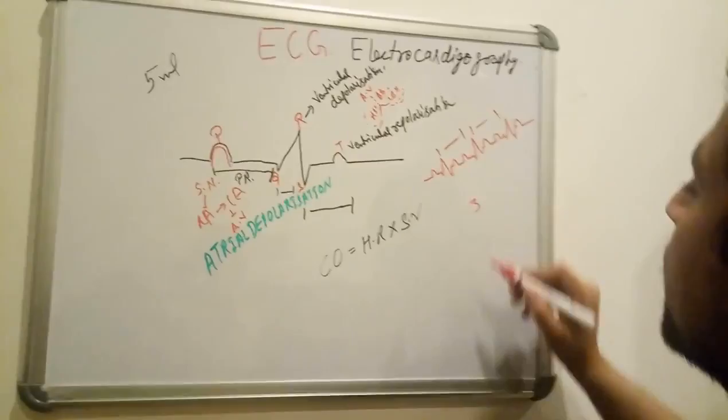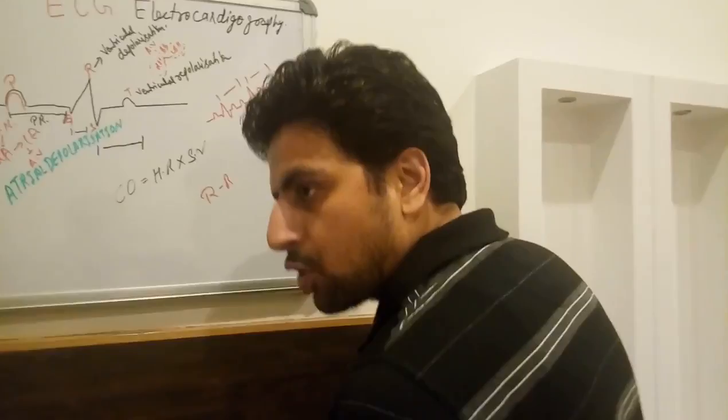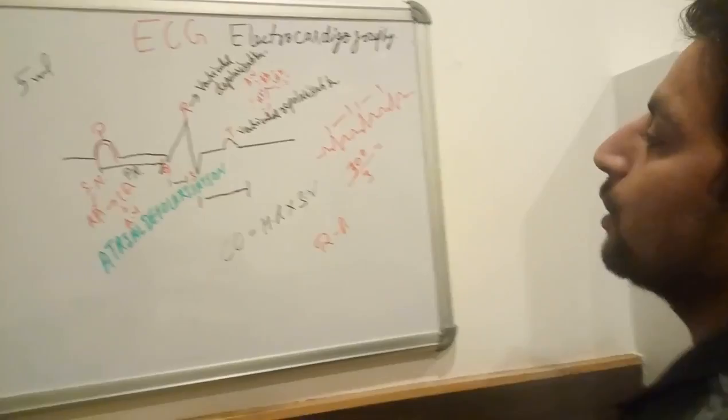If the RR interval is normal, if the RR distance is normal, three large boxes, maybe four large boxes, in all three leads, we take that number of large boxes and divide 300 by it. So here we find the heart rate. It's 100.